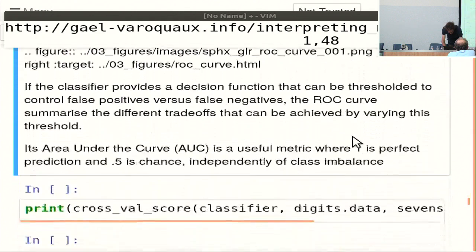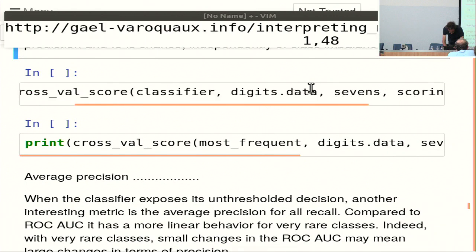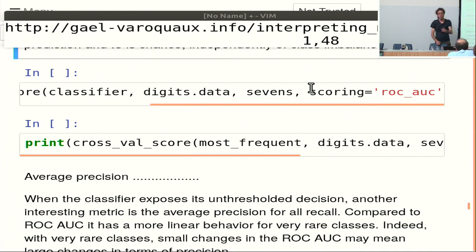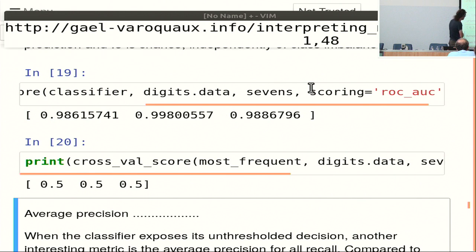In scikit-learn, the way you do this is simply you give scoring equals ROC AUC. And this will work only if your classifier exposes a decision function or predict proba, because if it's only giving you decisions that are already made, you can't explore the trade-offs, okay? And so this is a good measure because it's really invariant to class imbalance. Even if I have rare classes, I will always have 0.5.